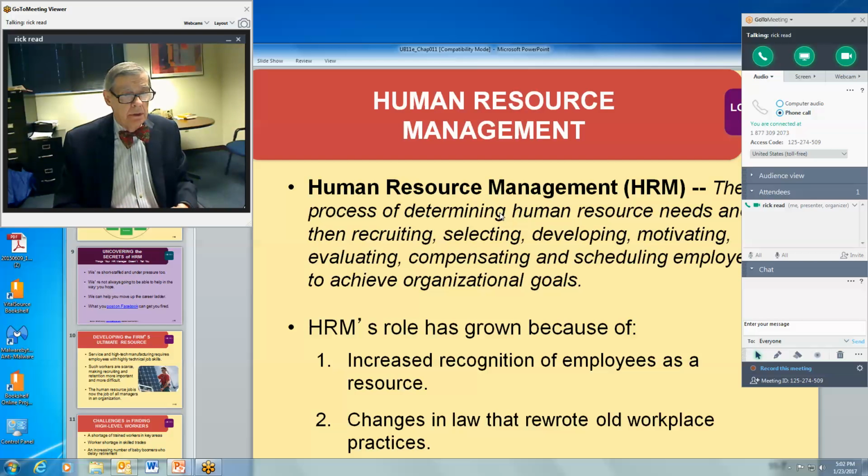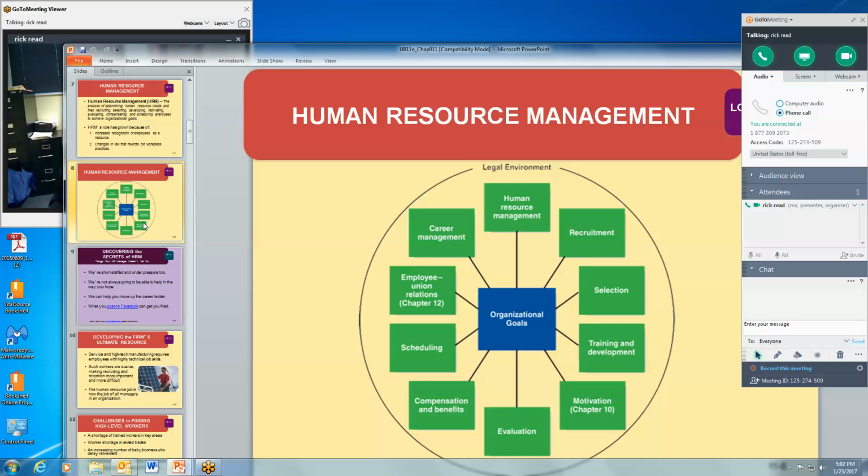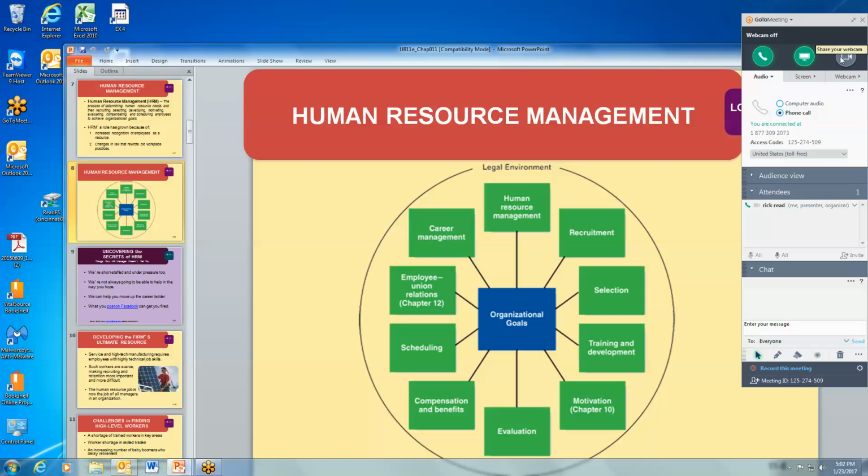So HR has gone well beyond the old personnel days, and we really need to pay attention to that, because we have to think about recognized employees and then keep up with the various laws that have changed that affect how we do and how we work with employees.